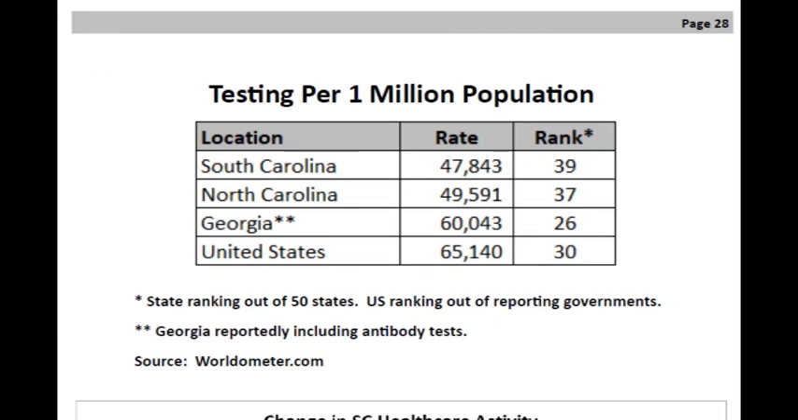Finally, on page 28, we look at testing per 1 million population. South Carolina, North Carolina, and Georgia are listed, as well as the United States. South Carolina ranks 39th, North Carolina 37th, and Georgia 26th out of the 50 states. The United States ranks 30th out of all reporting governments in the world.